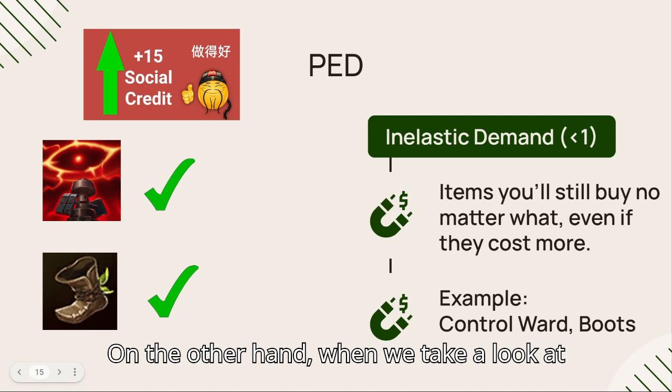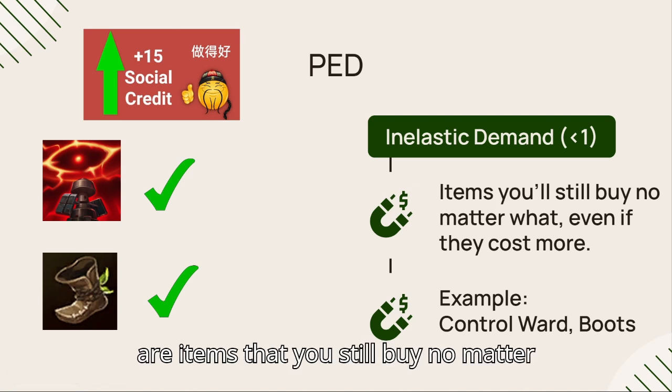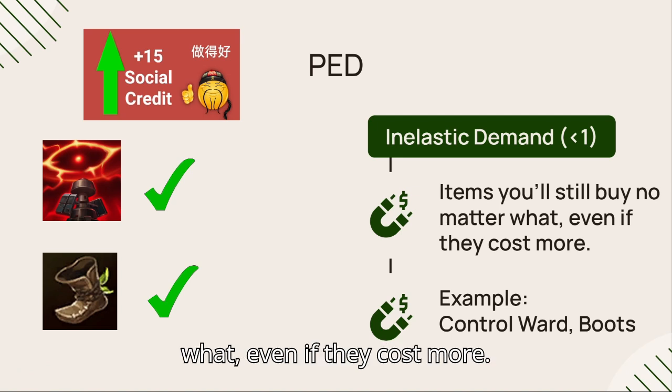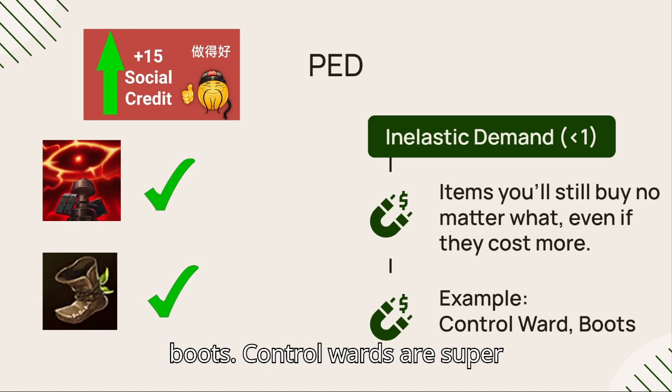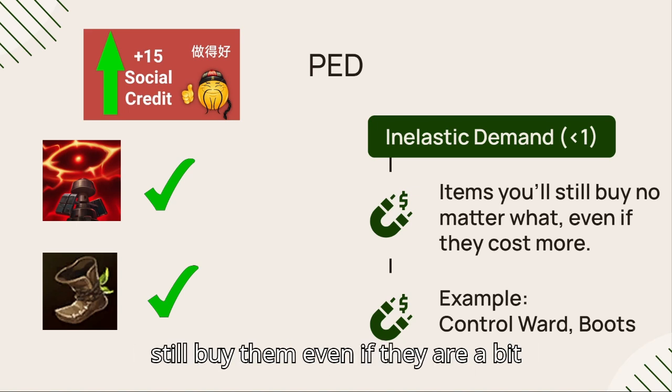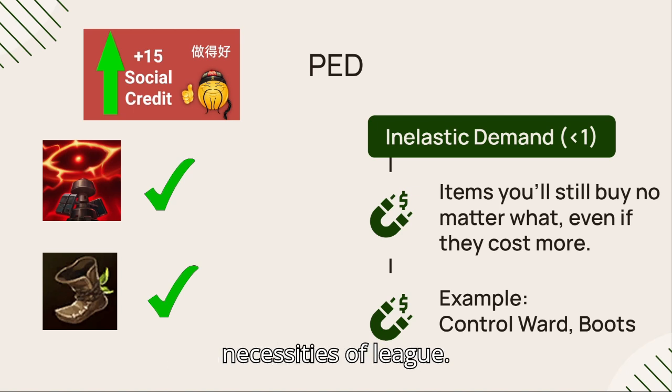On the other hand, when we take a look at inelastic demand, these are items that you still buy no matter what, even if they cost more. Examples will be control wards and boots. Control wards are super important to the game, so people will still buy them even if they are a bit pricier. They can be considered necessities.